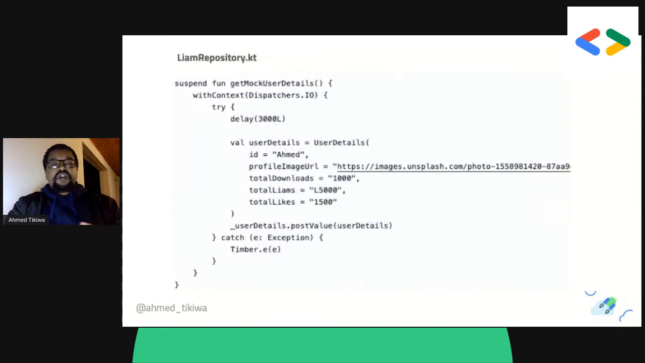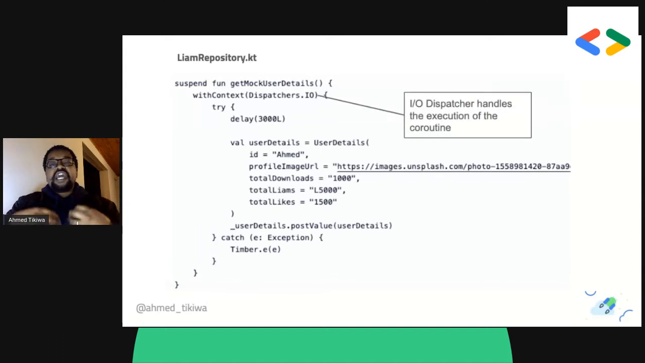And then I've got a method here called get mock user details, which is a suspend function. Essentially, it's forcing this to fall into a coroutine. Now I'm also passing in the context, which is Dispatchers.IO, which basically forces the IO dispatcher to handle the execution of the coroutine.